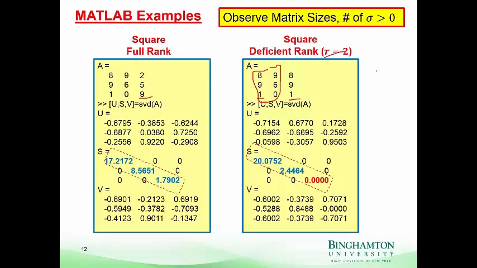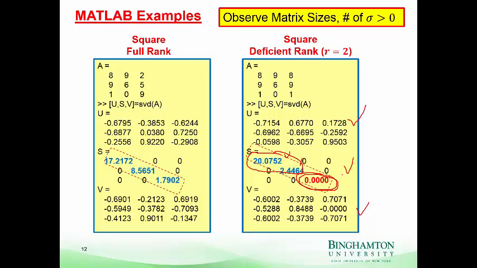Now I do the singular value decomposition of this, and I still get 3 by 3, 3 by 3, 3 by 3, but look, I get 0 here. Now these changed a little bit, they're going to change, but they're still fairly significant, but I've got a 0 there. So now I can see that if I compute the singular value decomposition and I see any of the singular values that are 0, I know that my matrix is rank deficient.